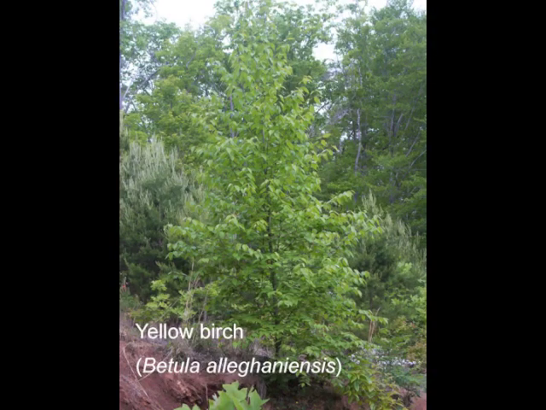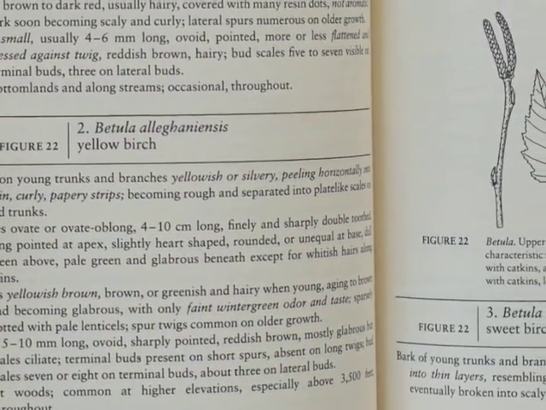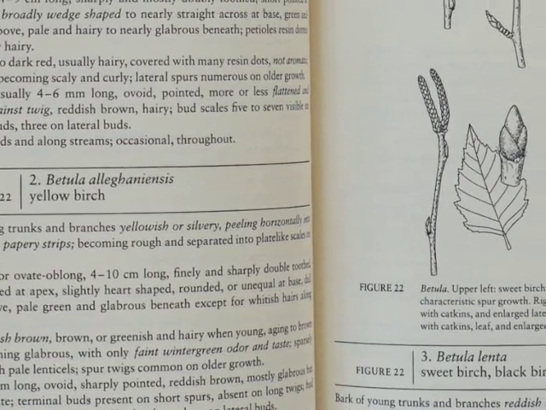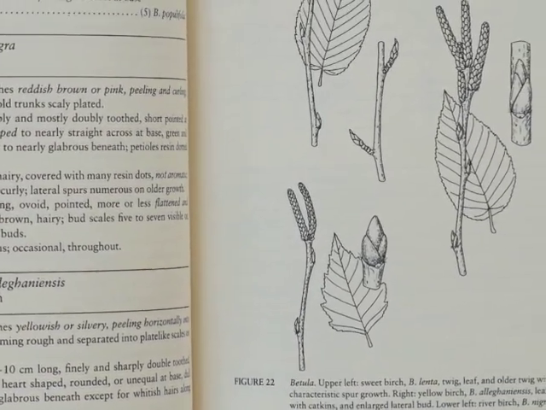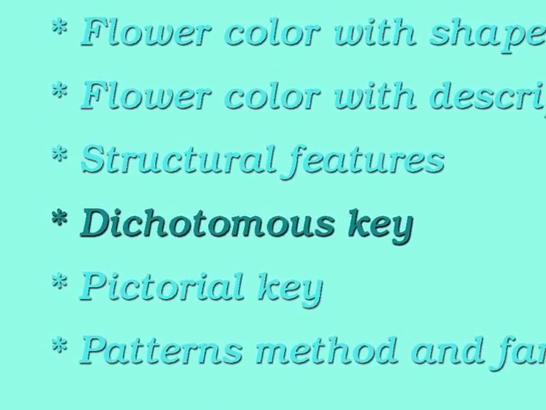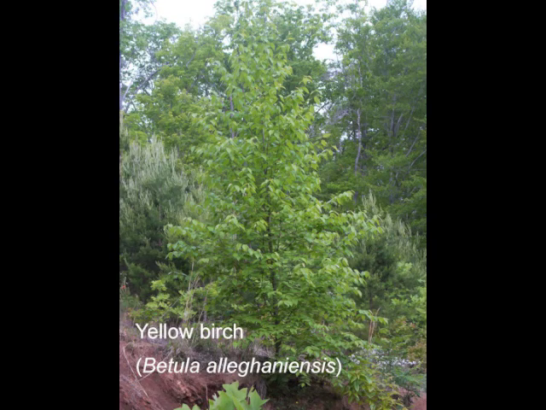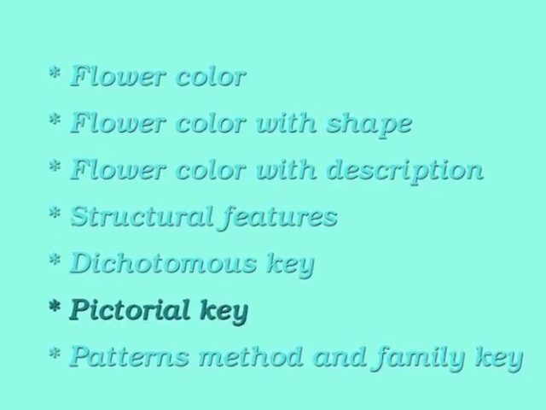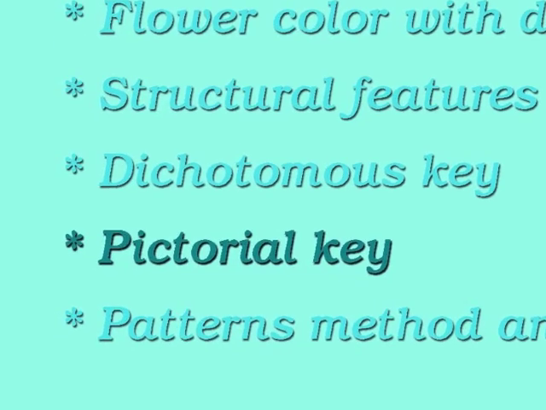Even though it seems like a lengthy process, it still feels rewarding to work through the key to the answer. This field guide then gives a short description with a line drawing illustration of the yellow birch. Reading the description helps to confirm the accuracy of our identification. Great! Now that we've used a dichotomous key for 2 different types of plants, a fern and a tree, we will turn to something different. In the next video, we'll study a pictorial key, which is based on various types of plant parts.